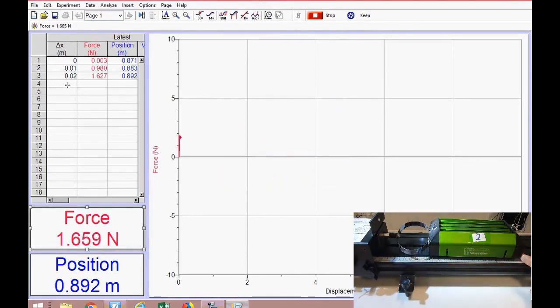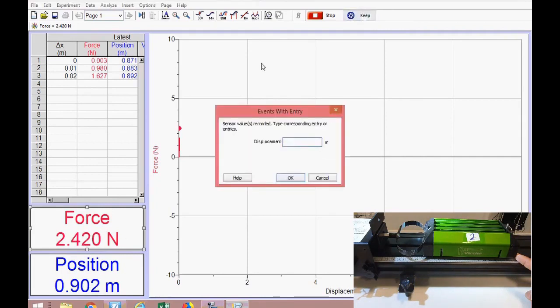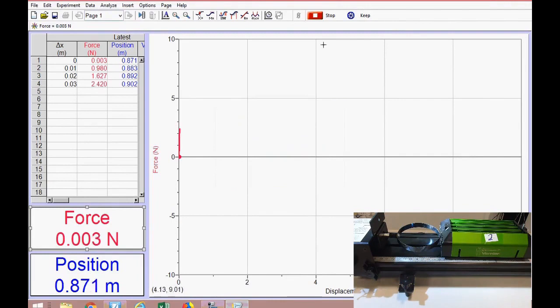Now I have 3 readings, and I'm going to take the last reading. I'm going to compress it further by 1 centimeter. That means 0.03 meter. So the force in that is, let it be exactly 3 centimeter. I'm going to keep that value, and that force I just took, I'm going to enter the value. Now I'm going to stop my data collection. When I stop data collection, I can see the values here.